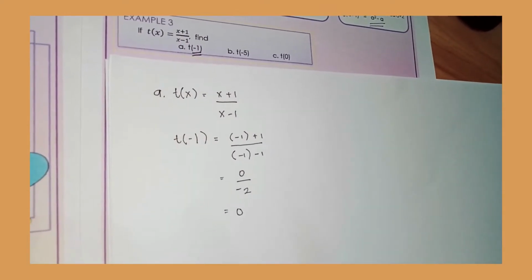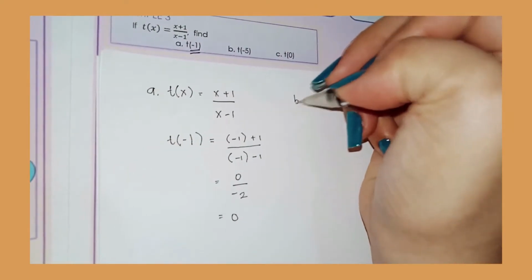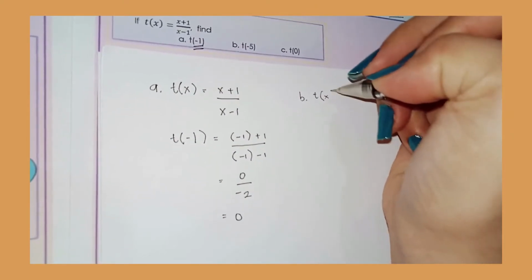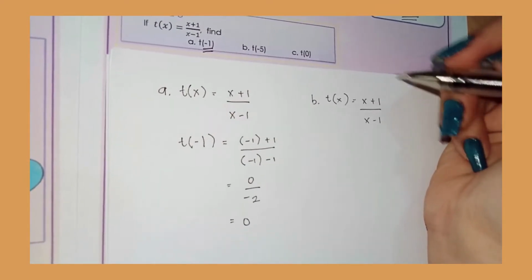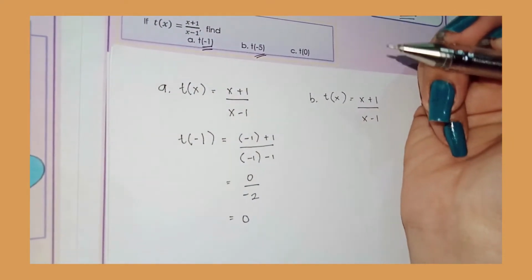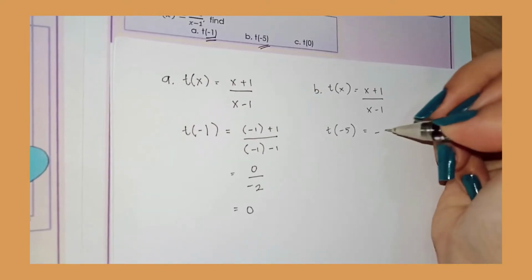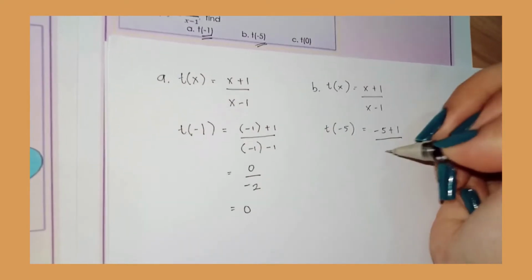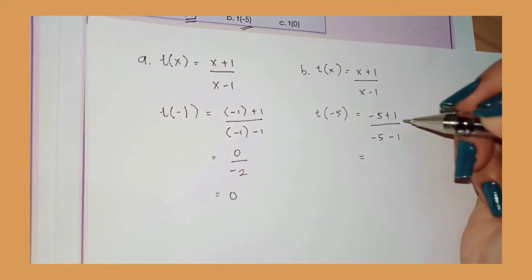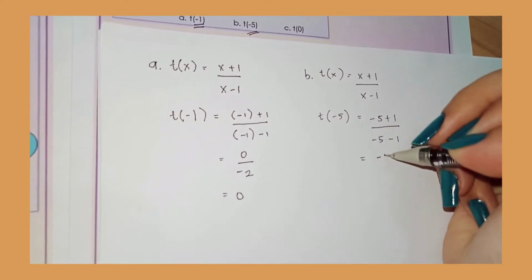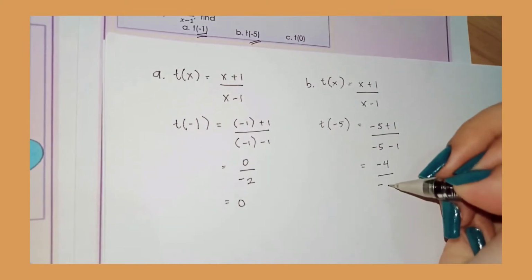For letter B, we have T of negative 5. So, we need to copy the original equation, which is T of x is equal to x plus 1 over x minus 1. Lahat ng x, papalitan naman ng negative 5. So, this will be T of negative 5 is equal to negative 5 plus 1 over negative 5 minus 1. Then, we need to simplify. Negative 5 plus 1, that is negative 4 over negative 5 minus 1 is negative 6.